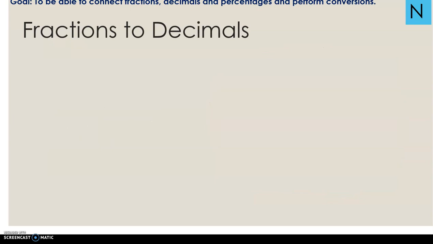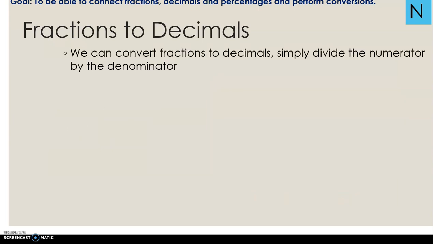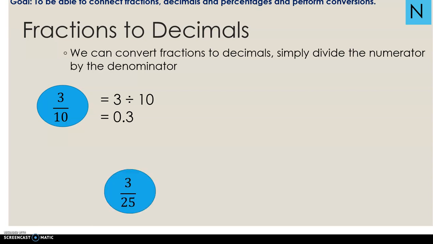All right, to convert from fractions to decimals, basically you simply divide the numerator by the denominator. So if I've got 3 over 10 as a fraction, then I simply do 3 divided by 10 and that gives me 0.3. If I've got 3 over 25, for example, as my fraction, then I do 3 divided by 25 and that gives me 0.12.